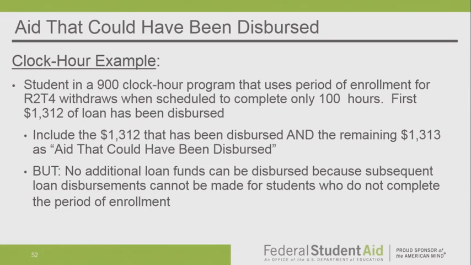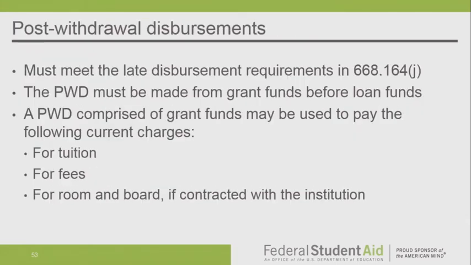We would still count it, but the funds could not be dispersed because under the rules of late disbursement, second and subsequent disbursements cannot be made. So it's counted, but the student will never get that money. It'll help, however, to reduce the amount that has to be returned.